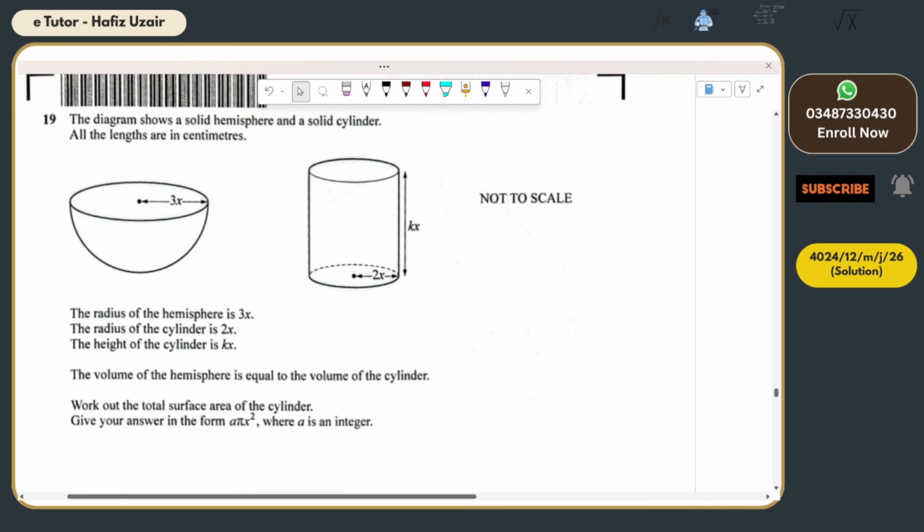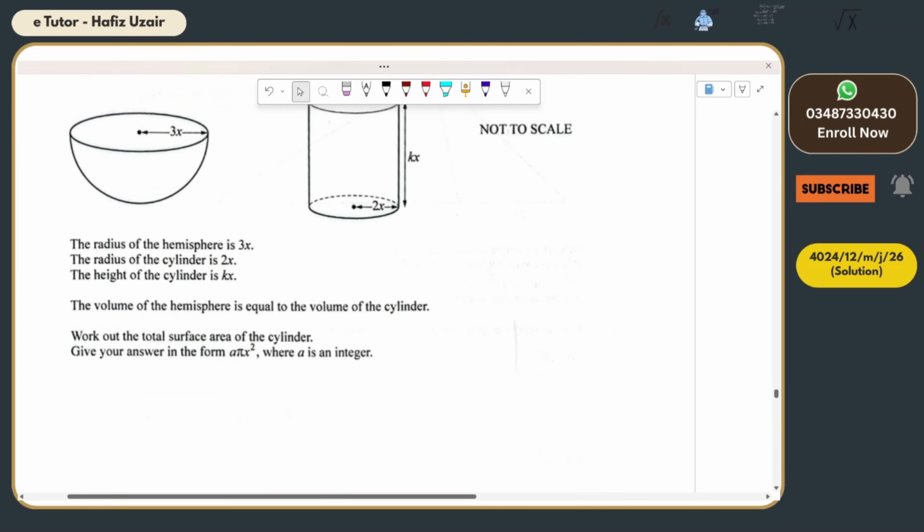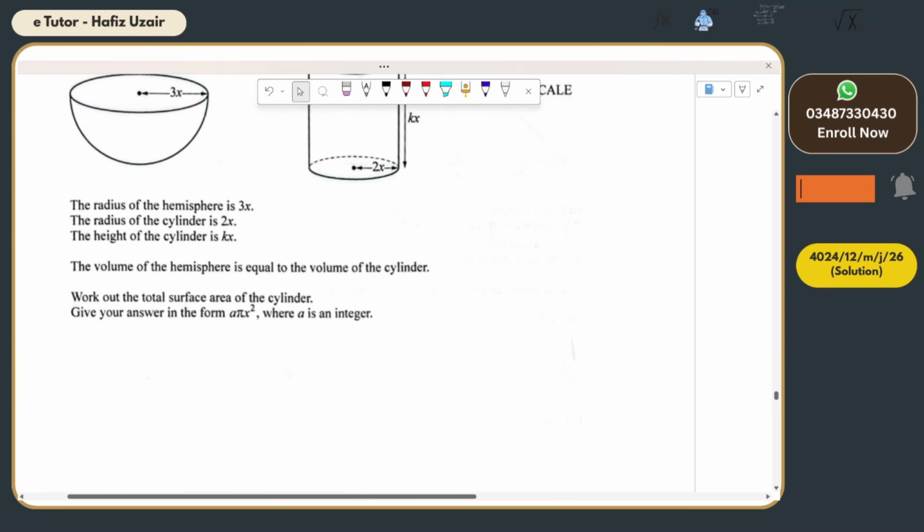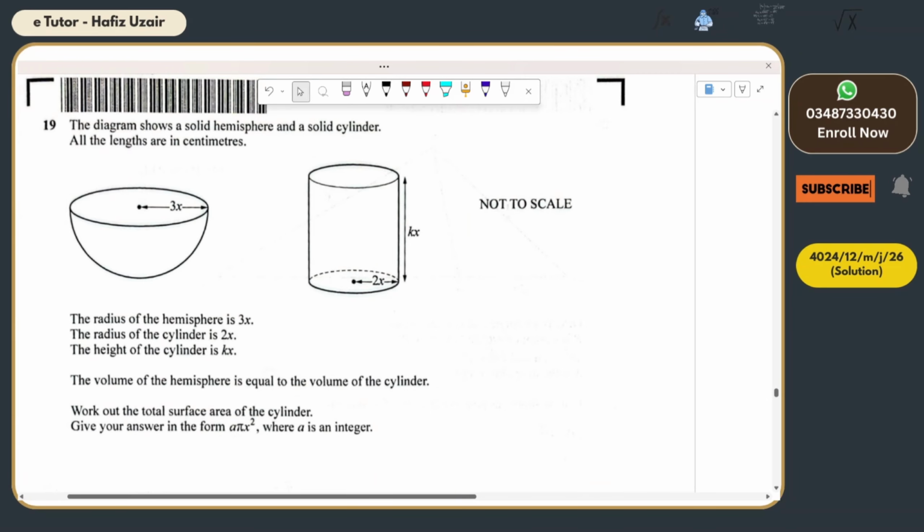All right. Let's solve question number 19. This is a 6 mark question. You can check over here. Yes, this is a very interesting question.